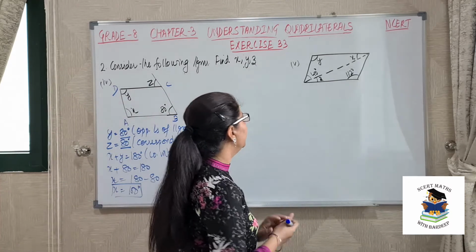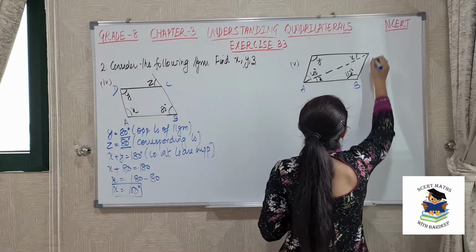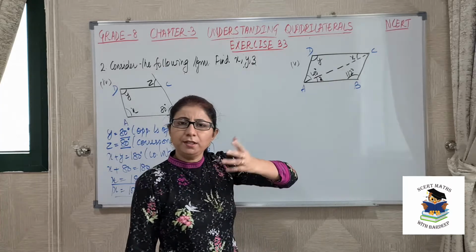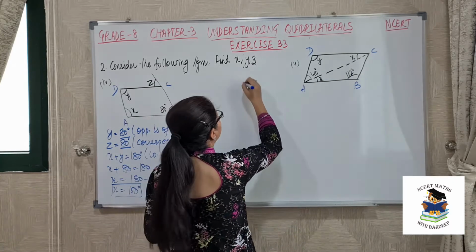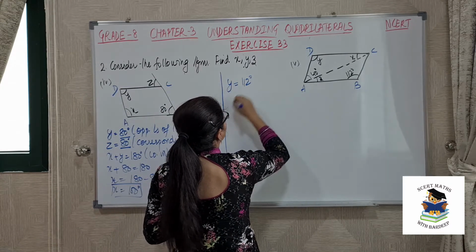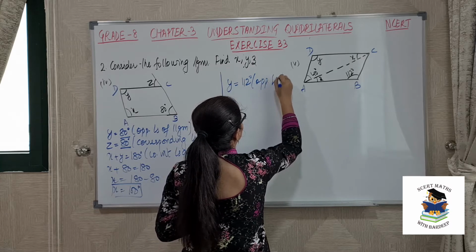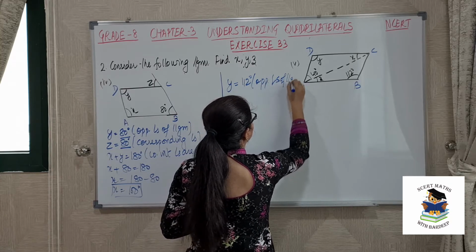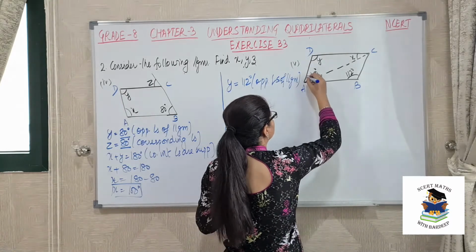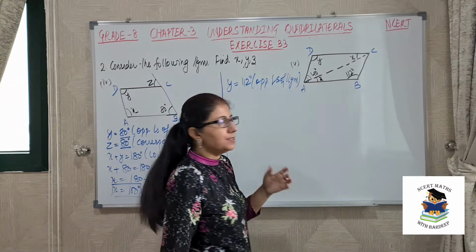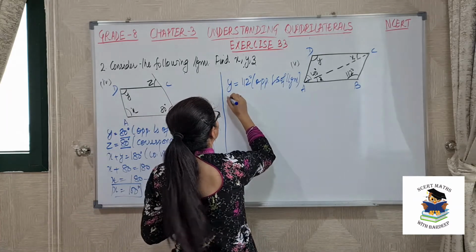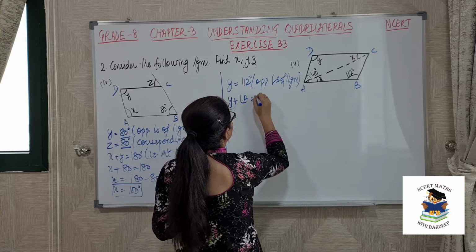Next is again a parallelogram. So A, B, C, D. So let's see how to start. This y is equal to 112 degree, opposite angles of a parallelogram. So we will write y is equal to 112, opposite angles of parallelogram. Okay. So now this is 112, this full angle D plus A is 180 degree because co-interior angles are supplementary. So y plus angle A is 180 degree.